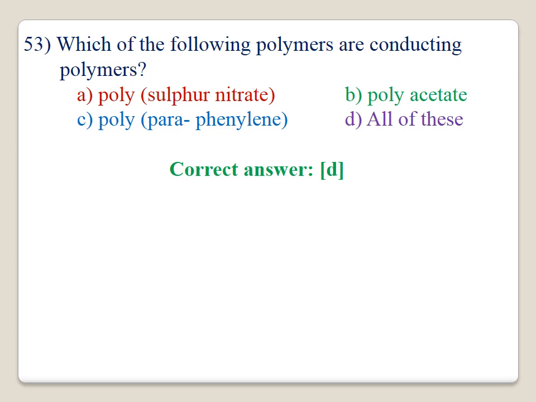53. Which of the following polymers are conducting polymers? Option A, polysulfur nitrate, polyacetylene, polyparaphenylene. All the three polymers are conducting polymers. Therefore, option D is correct.